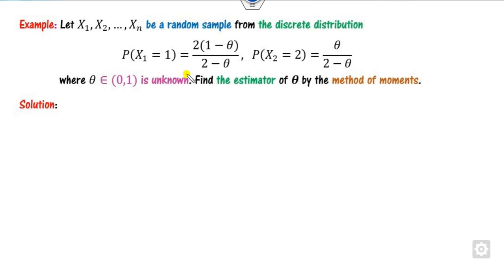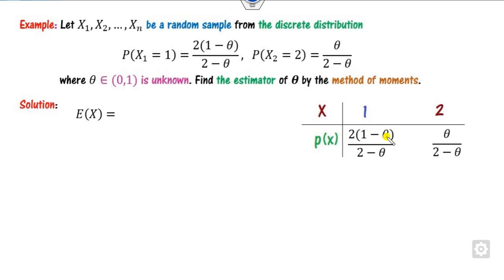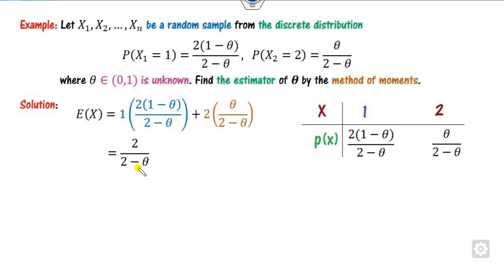Look at another one. How many unknown parameters? You can first identify that. How many unknowns? There is only one unknown. It means your target is to find the E of x first. But here you can see this problem is discrete. So once it's discrete, then you have to write it in tabular form. How can you write the expected value? This is x into p of x, that is this into this into this, you will get here.